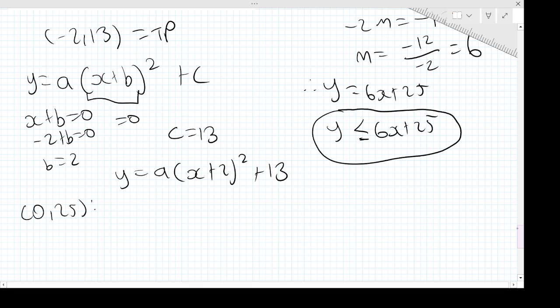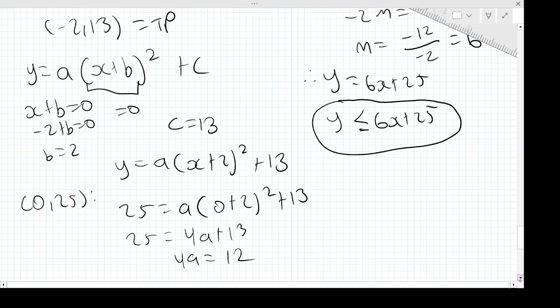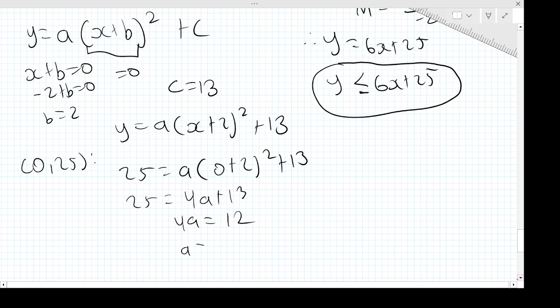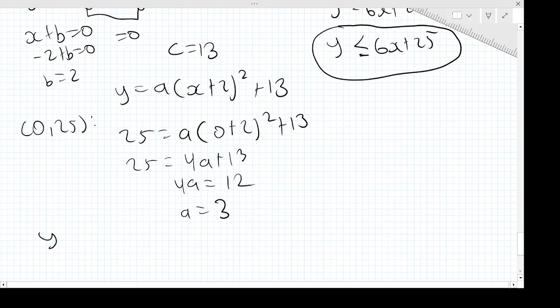So when x is 0, y is 25. So 25 is equal to a lots of 0 add 2 all squared plus 13. 25 then is equal to a lots of 2 squared, that'd be 4a plus 13. Then that means 4a is simply 25 take away 13, that'd be 12. Then a is 12 over 4, which should be 3. Therefore, our quadratic equation, our complete square form is y is 3 lots of x plus 2 all squared plus 13.